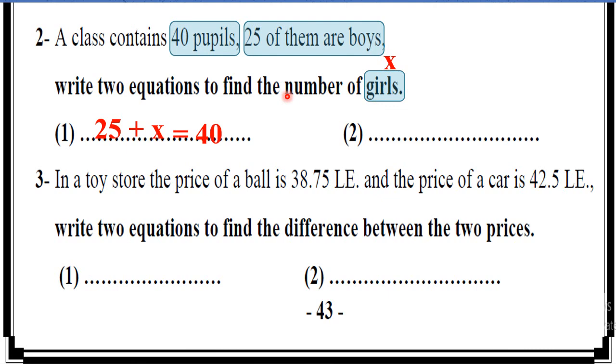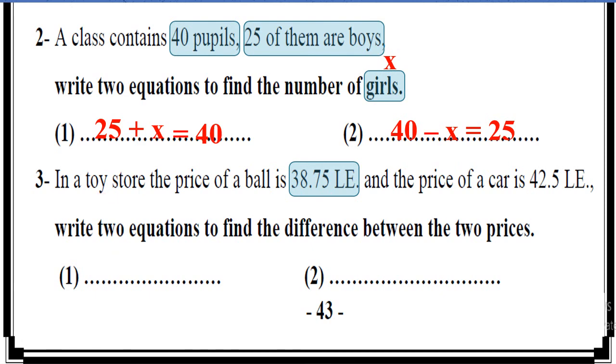We can represent it using x. And now, let's write the equation. The total number of the class is 40, which contains boys and girls. So the first equation will be boys plus girls to give me the total number, so 25 plus x equals 40. And also we can say 40, the total number of pupils, minus the girls to give me the boys. So it will be 40 minus x equals 25. And also we can say 40 minus the boys to give me the girls: 40 minus 25 equals x.